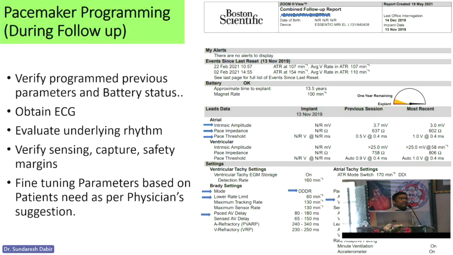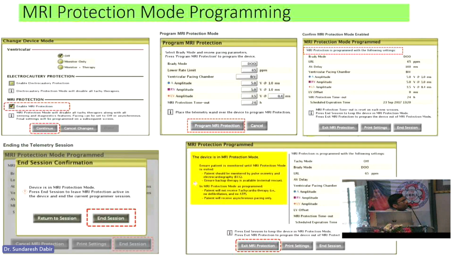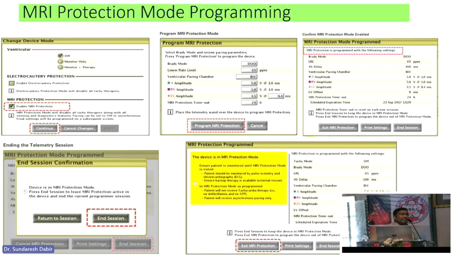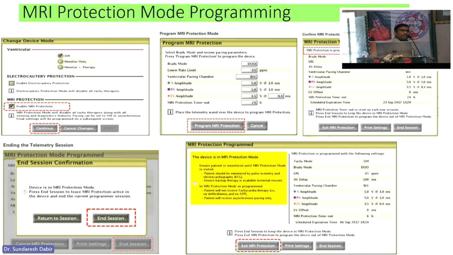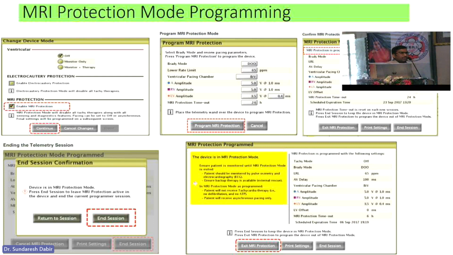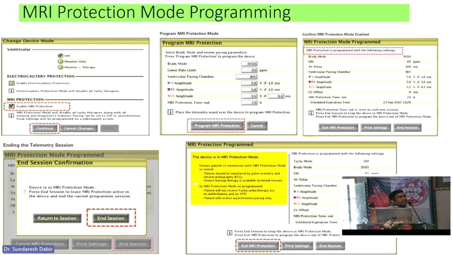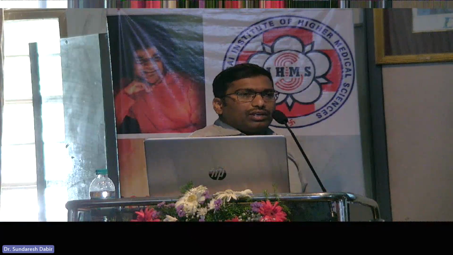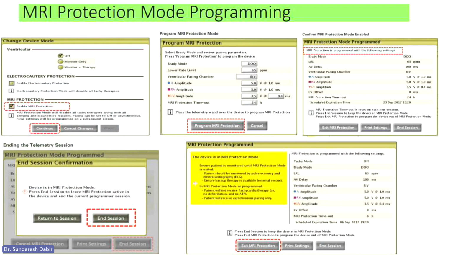Very important nowadays: all pacemakers are MRI compatible, right? So the patient can go for an MRI scan, 1.5 Tesla or 3 Tesla, as per the patient's pacemaker. But even though it's MRI compatible, it doesn't mean the patient can just walk in for the scan. No, we have to take the programmer, interrogate, and do some safe MRI settings. Accordingly, the patient can get the scan done.